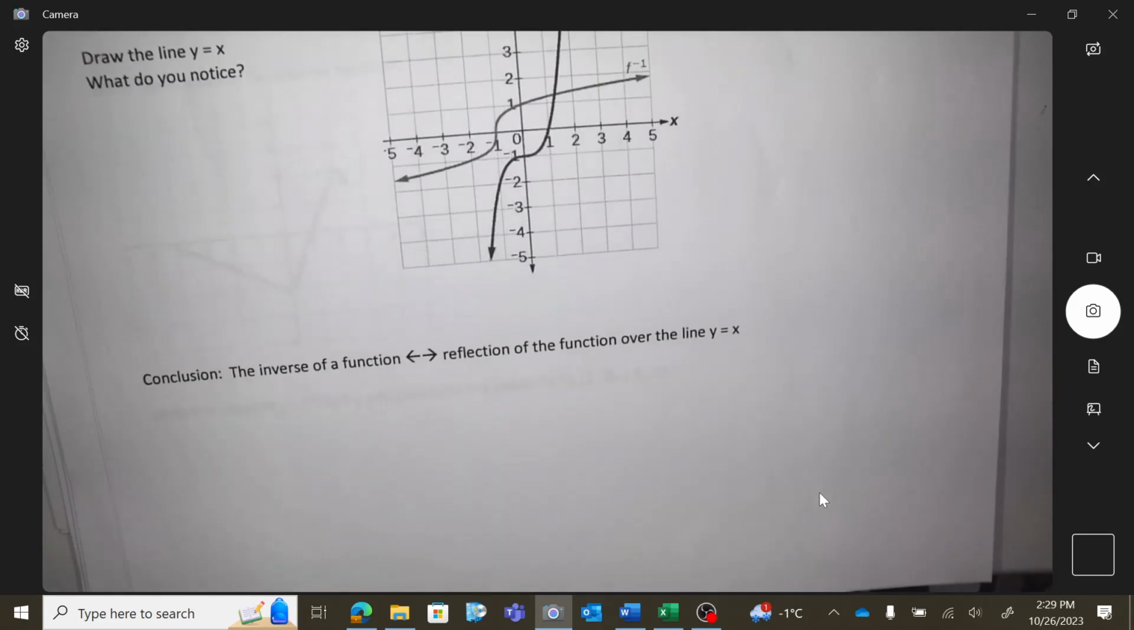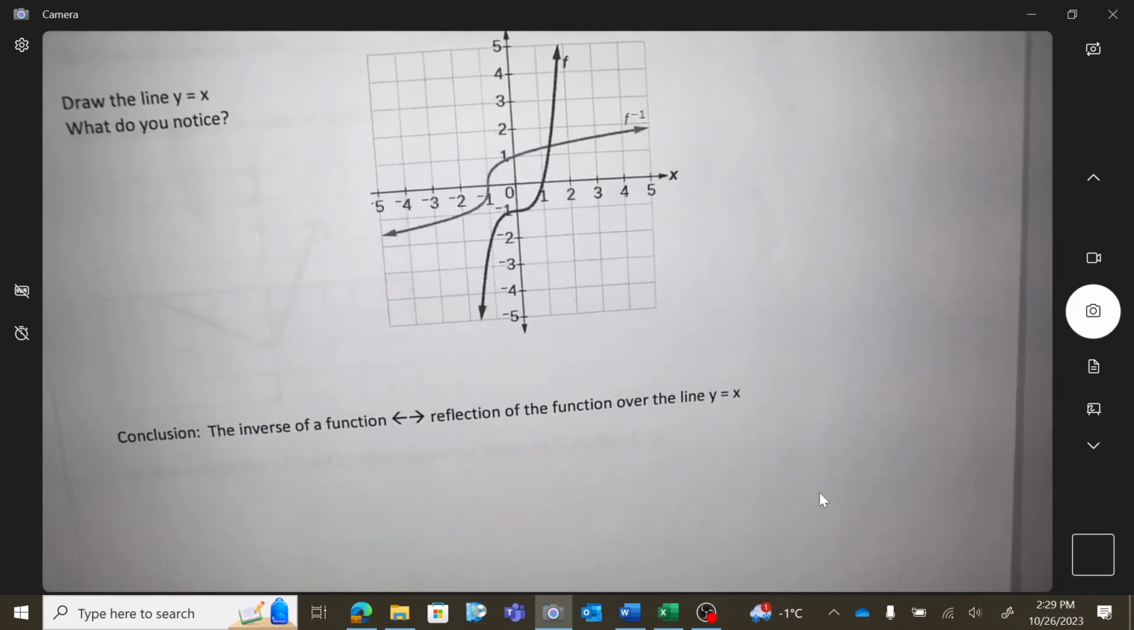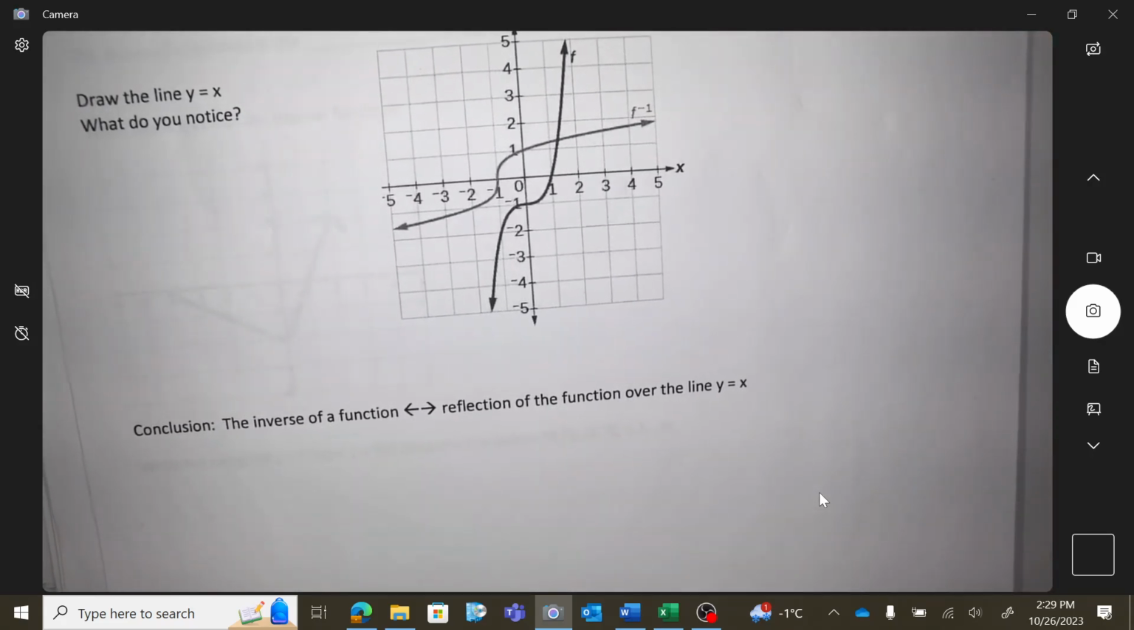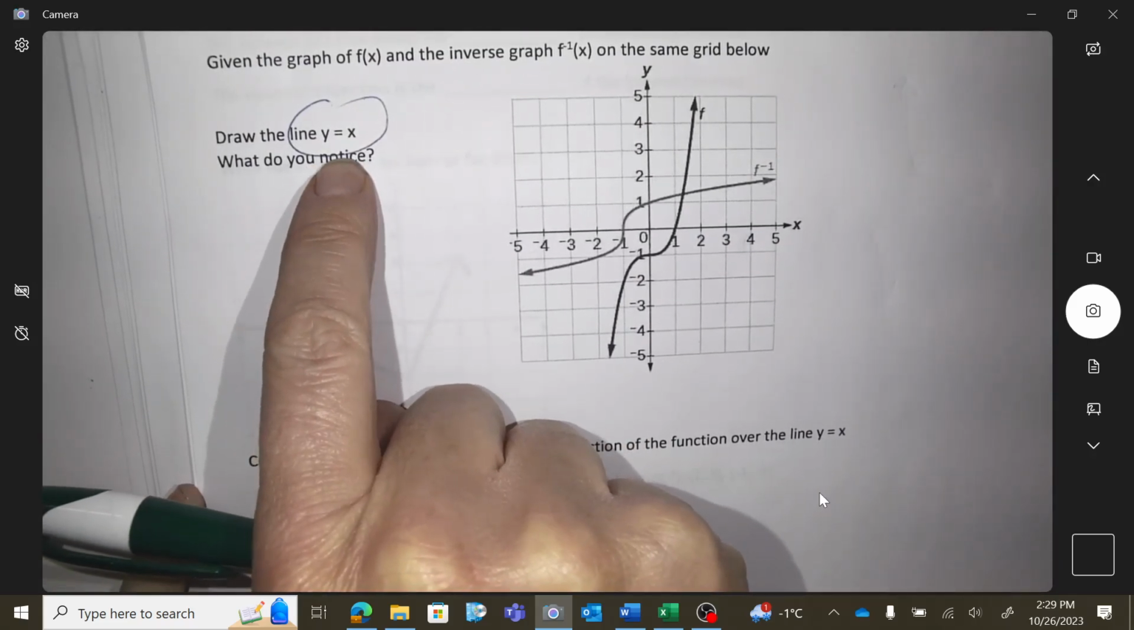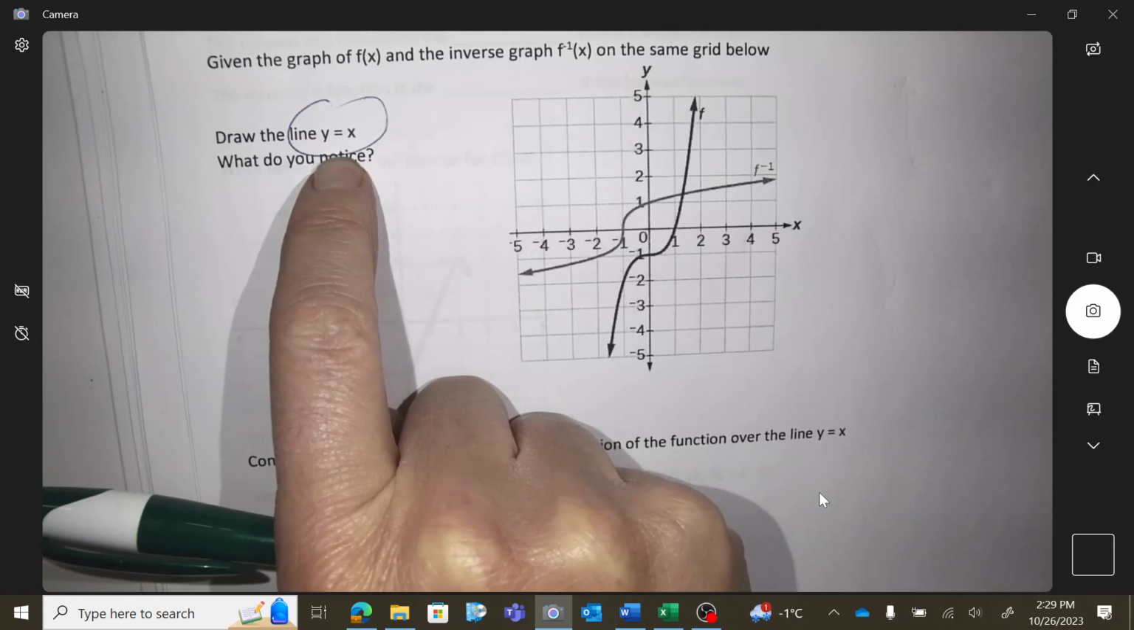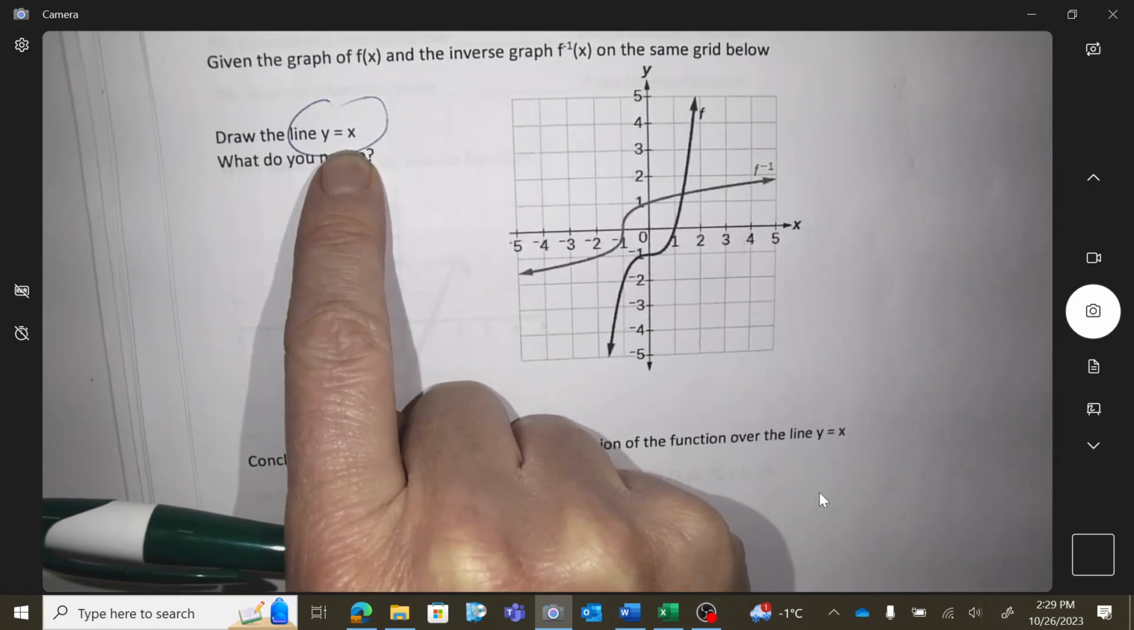Okay, so here's me graphing a function and its inverse. It's already graphed for you. And what I want you to do is draw the line y equals x. So how do you draw that line? That's a grade 10 concept. How do you draw y equals x? What's the y-intercept of this line?